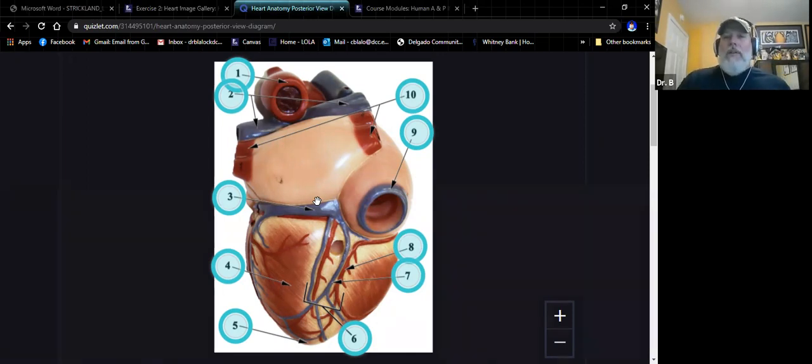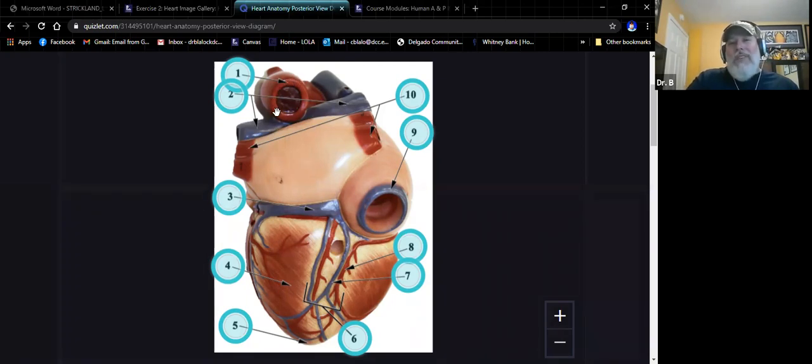All right. So with that in mind, we have our pulmonary veins and we have our pulmonary arteries. So this would be the right pulmonary arteries. These would be the left pulmonary arteries. These would be the left pulmonary veins. These would be the right pulmonary veins. These are coming back to the left ventricle. These are coming from the left atrium. These are coming from the right ventricle.